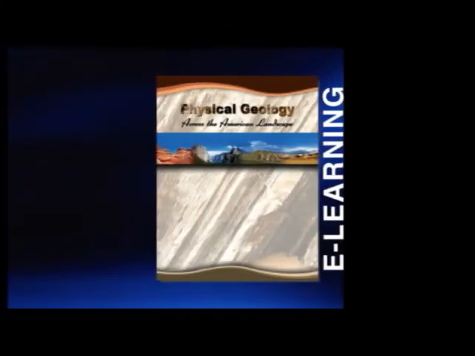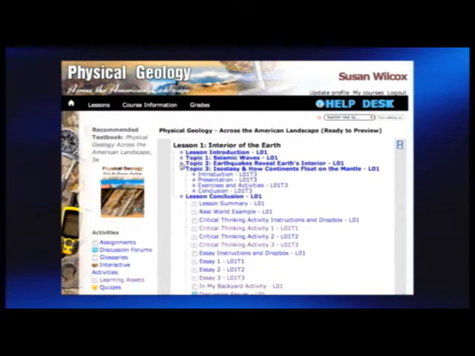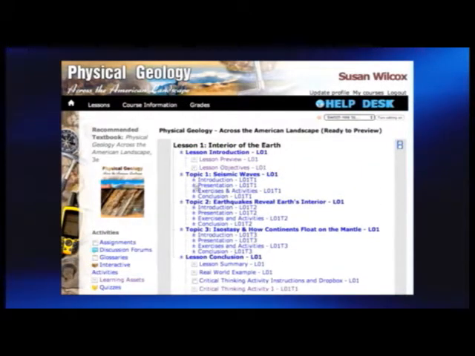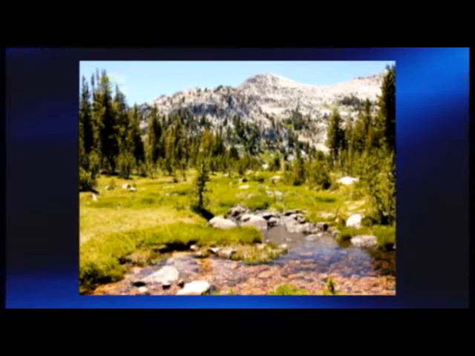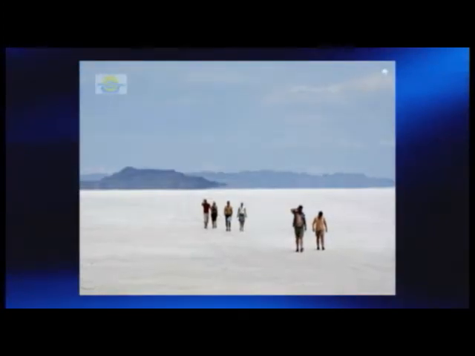At the leading edge of e-learning, Coast Learning Systems presents Physical Geology Across the American Landscape, an introductory geology course designed for liberal arts students. With dozens of assets that are also ideal for blended and traditional classrooms, this dynamic course takes students on a journey of discovery across the North American continent.